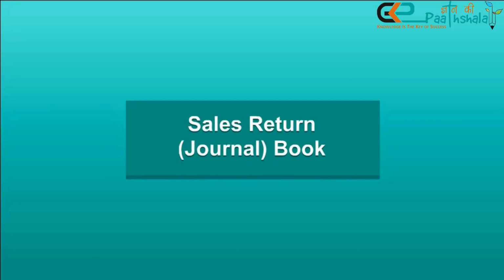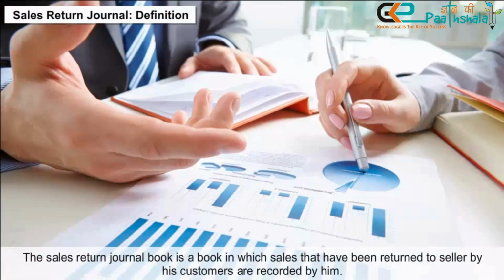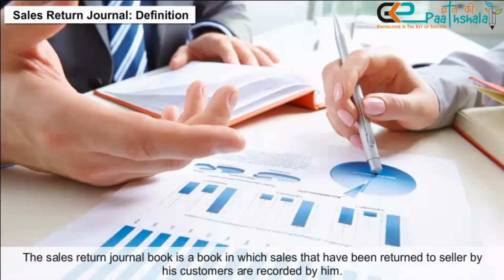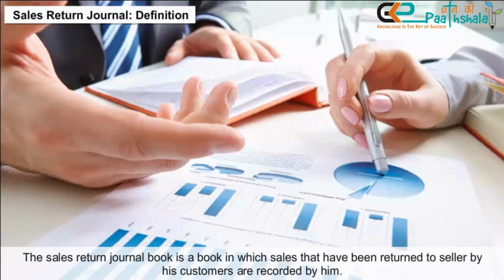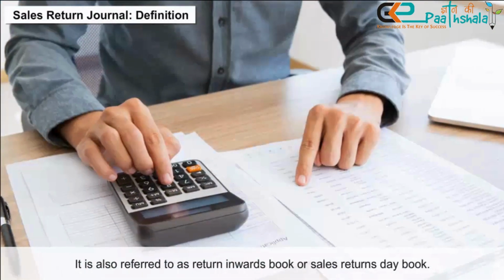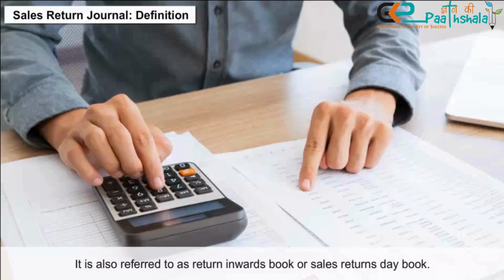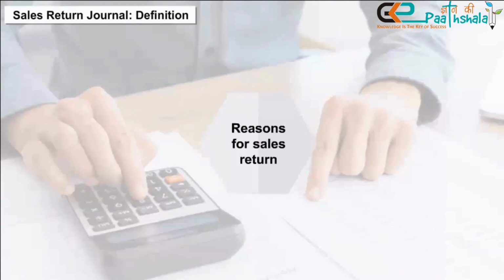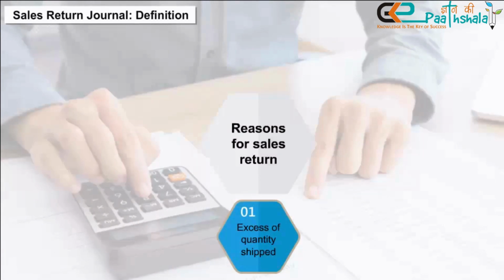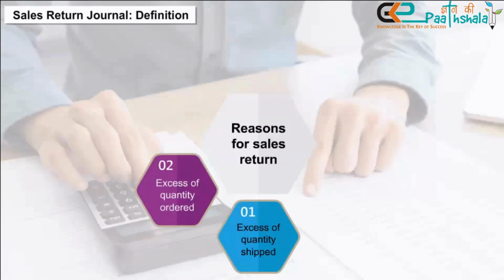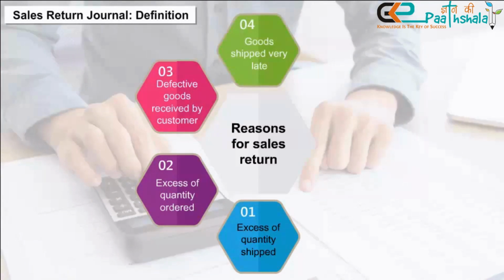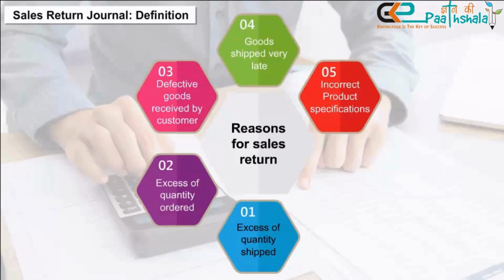Sales return journal book. The sales return journal book is a book in which all sales that have been returned to the seller by his customers are recorded by him. The book is also referred to as return inwards book or sales returns day book. A sales return is merchandise sent back by a buyer to the seller due to one of the following reasons: excess of quantity shipped, excess of quantity ordered, defective goods received by customer, goods shipped very late, incorrect product specifications, wrong items shipped.